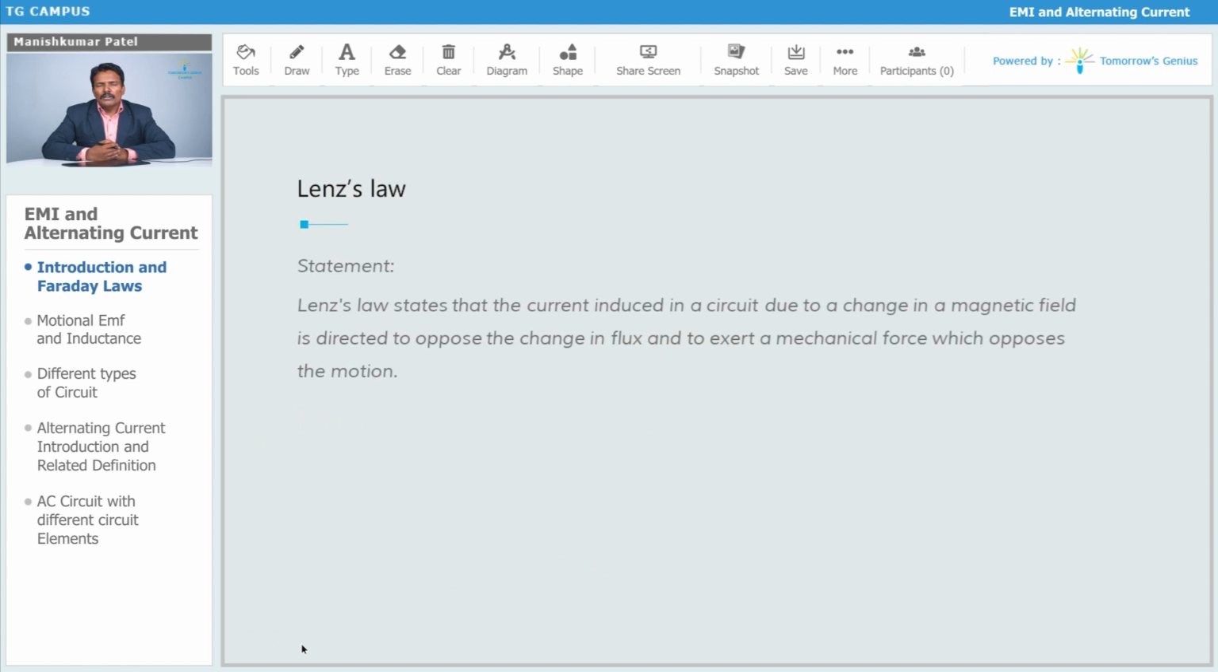Now the next very important topic we are going to see is Lenz's law. What this law states is the direction. It gives you the idea about the direction of your induced EMF. We have just seen that.